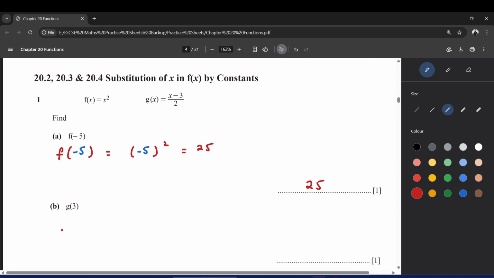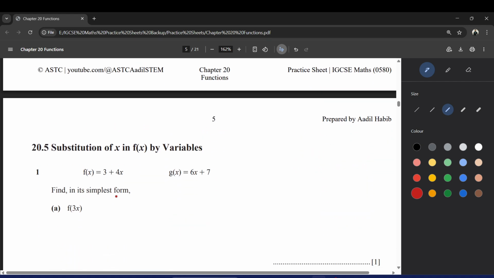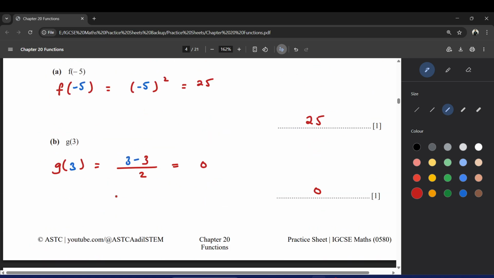The next one is g of 3. So g of 3 is equal to (3 minus 3) over 2. Here I have substituted the value of x with 3. So 3 minus 3 is 0, and 0 upon 2 is still 0. That's it for the constants.